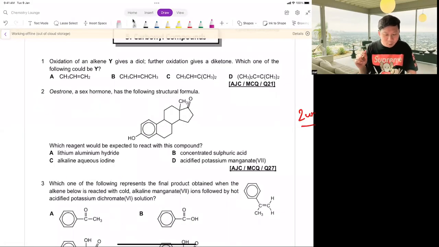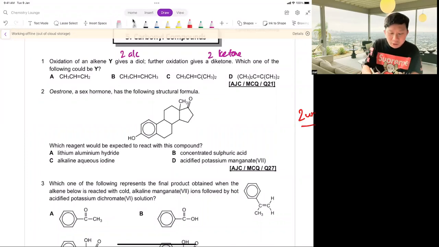Oxidation of an alkene, Y gives a diol. Further oxidation gives a diketone. Very obvious now. Diol means 2 alcohols, diketone means 2 ketones. So very obvious the alcohol is what? Secondary alcohol, correct? You understand? 2 secondary alcohols. So we just try one by one now.